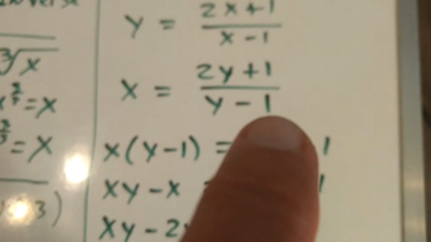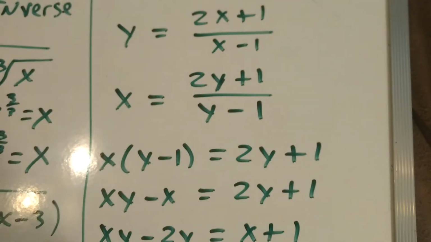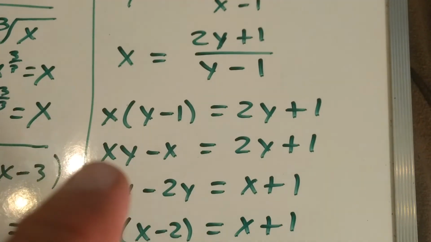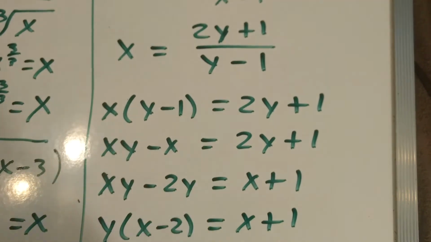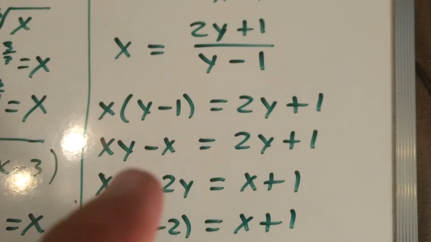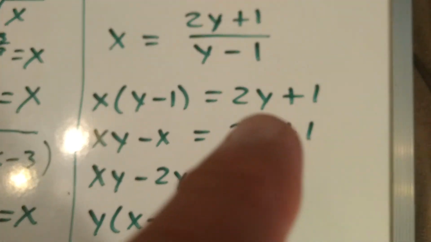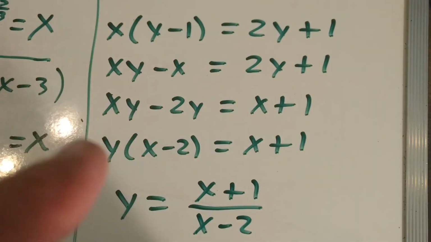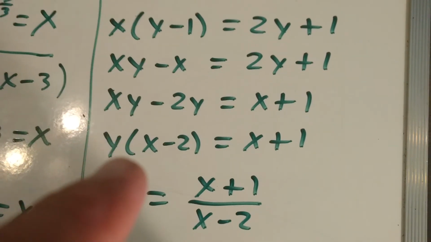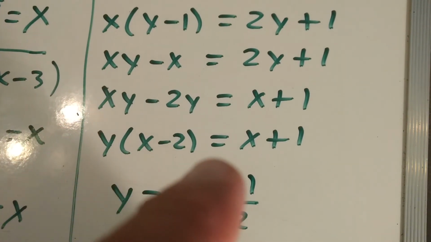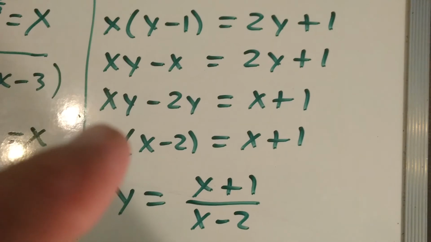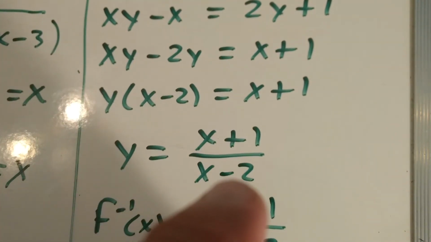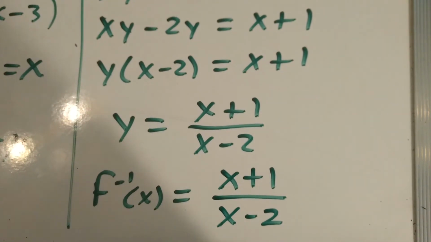Then I'm going to solve back for y. So I'm going to multiply this y minus 1 over, distribute the x, and then I'm going to bring my y terms together. So I'm going to add this x over, but I'm going to subtract this 2y over. Then I'm going to factor out this y. I get y times x minus 2 equals x plus 1. Divide back by x minus 2. So now I get y equals x plus 1 over x minus 2, which is the inverse.